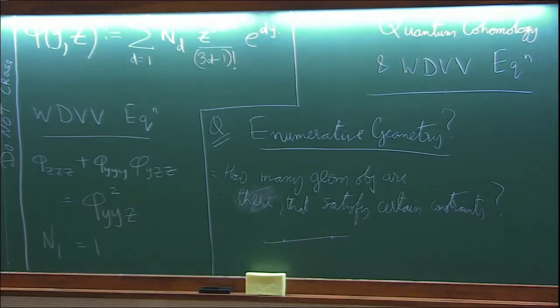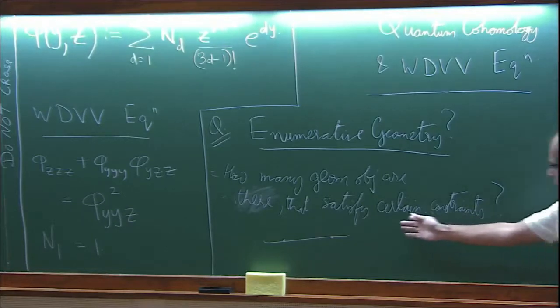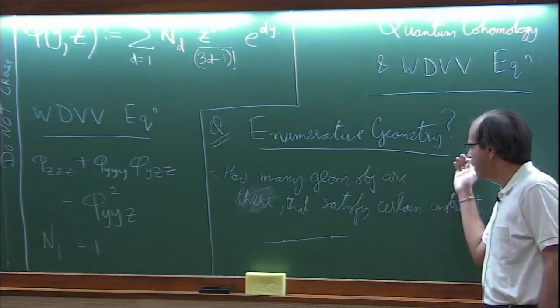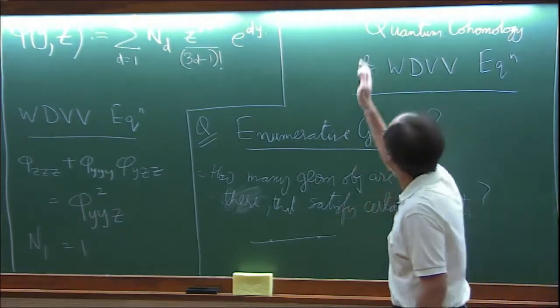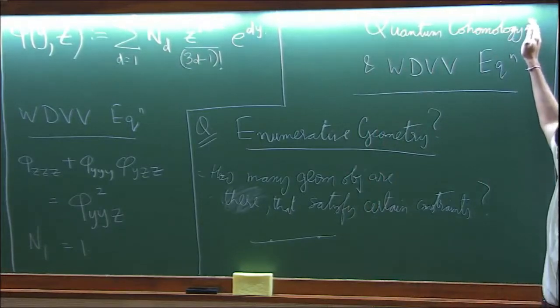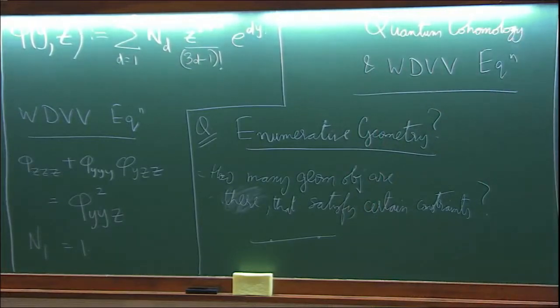So the basic flow of the talk will be that I'll use enumerative geometry as a motivating tool to motivate all these fancy sounding words: quantum cohomology, Gromov-Witten invariant, and this final thing, WDVV equation.